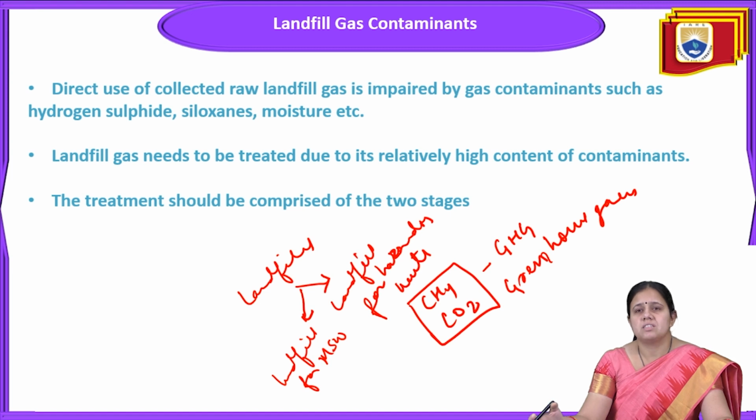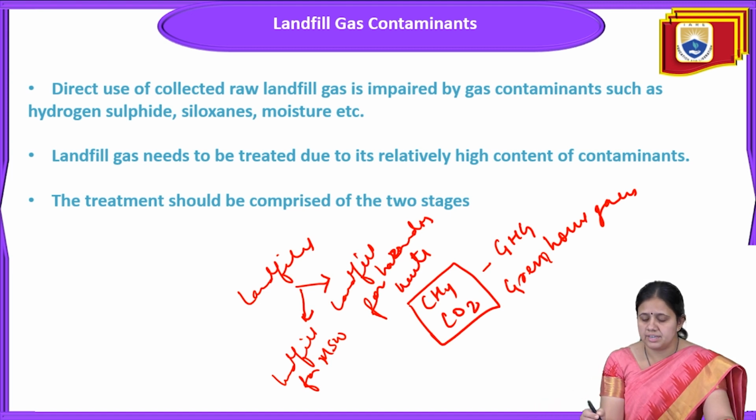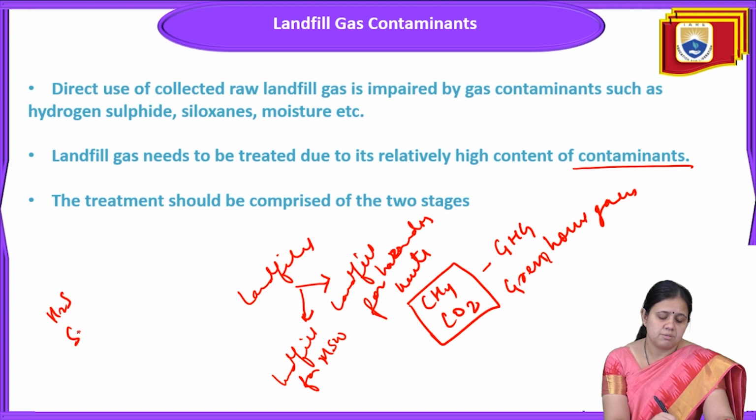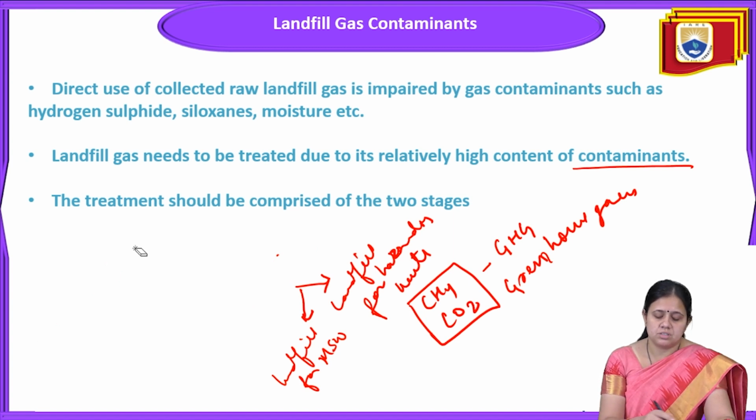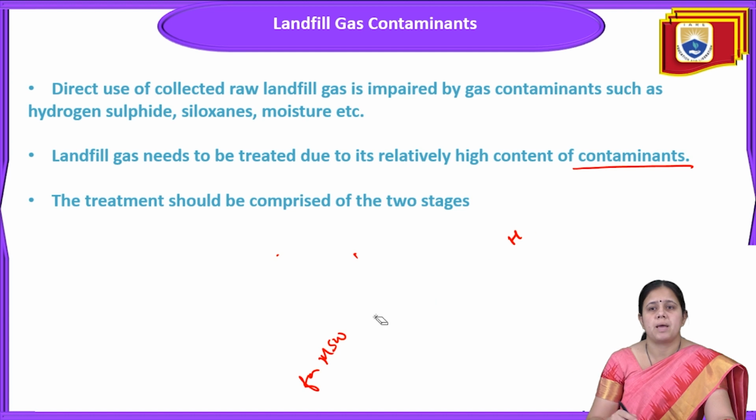Landfill gas needs to be treated due to its relatively high content of contaminants, because landfills already contain lots of contaminants. When the methane is produced, some amount of H2S and sulfur will be in it. These contaminants can contaminate the vicinity of the area. The treatment of landfill gas is done in two stages. What are the stages? First is primary and second is secondary.